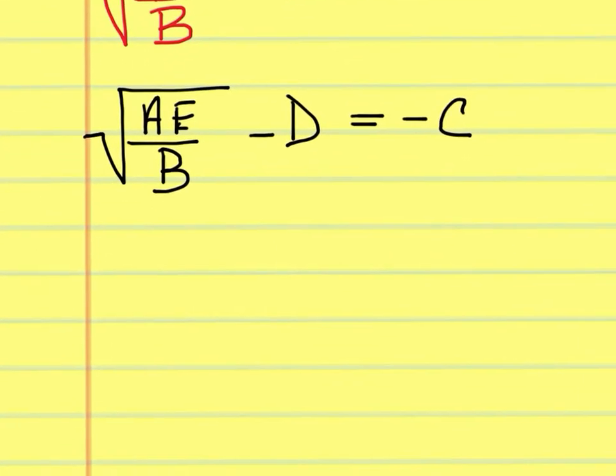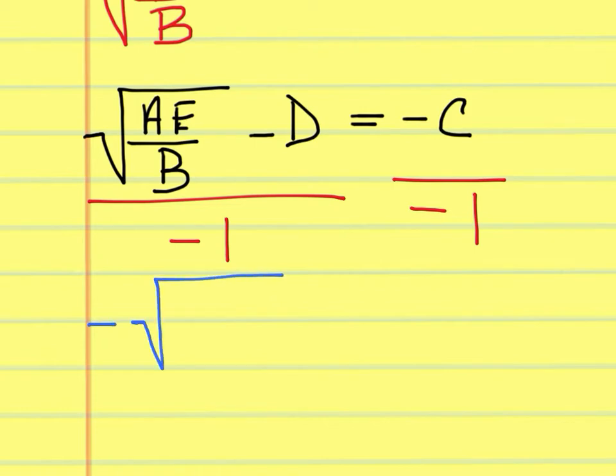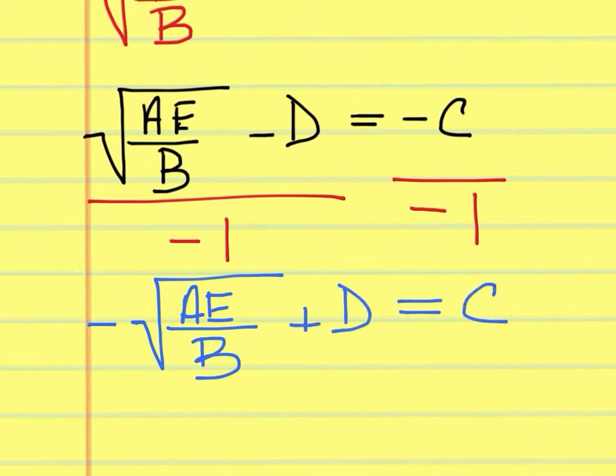The C still has a negative sign on it, and to get rid of that negative sign, I must divide both sides by negative 1. When I do that, the sign of everything is changed on the left, so I now have a negative square root of AE over B, and then plus D. And finally, we have C by itself.